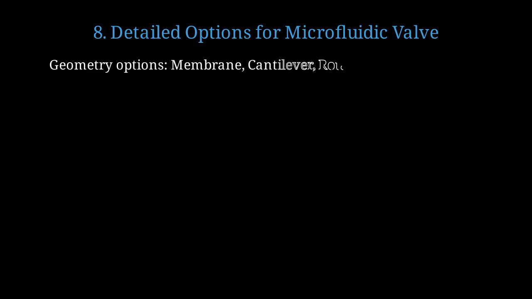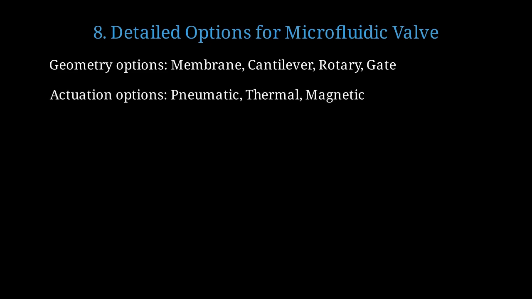For geometry, we have membrane valves with flexible sheets, cantilever valves with beam structures, rotary valves with spinning elements, and gate valves with sliding barriers. For actuation, pneumatic uses air pressure, thermal uses temperature-induced expansion, and magnetic uses electromagnetic fields to move valve components.